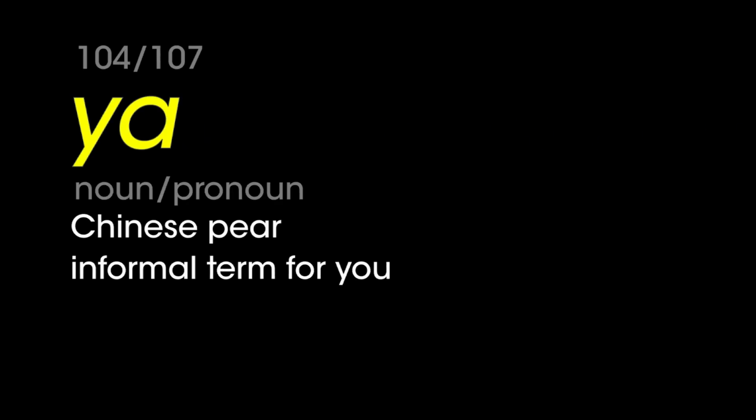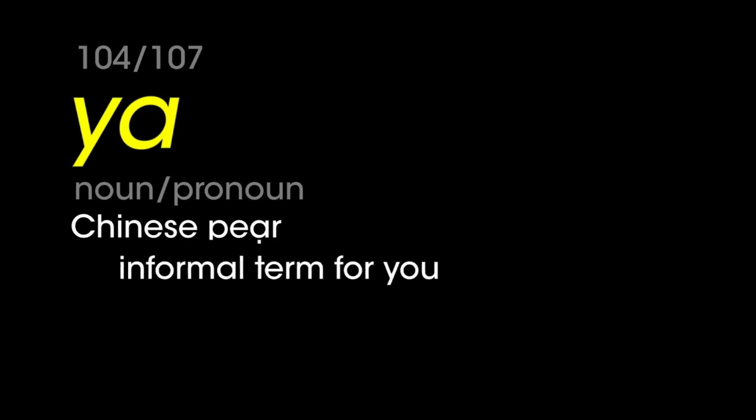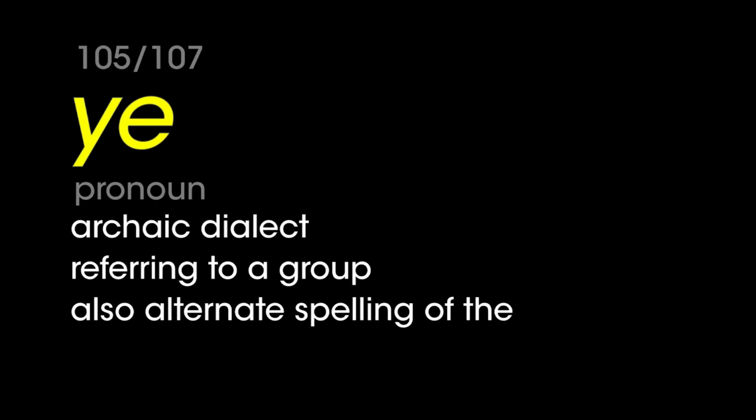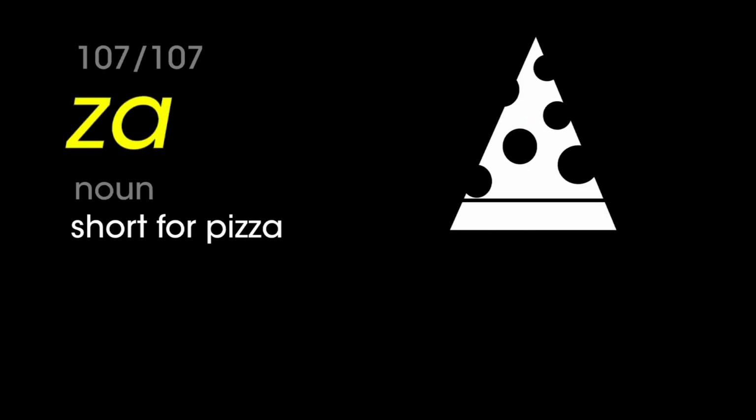Ya is a Chinese pale. Okay. It's an informal term for you. Okay. Ye is an archaic dialect. It's also, turns out, an alternative spelling of the word the. Like, if you see on a sign, ye old something, that actually means the old. It's just the Y is actually a different letter, or something. It's very strange. But still. Yo is an informal greeting. And oh, look at that. Finally, the last one, za, which is short for pizza.